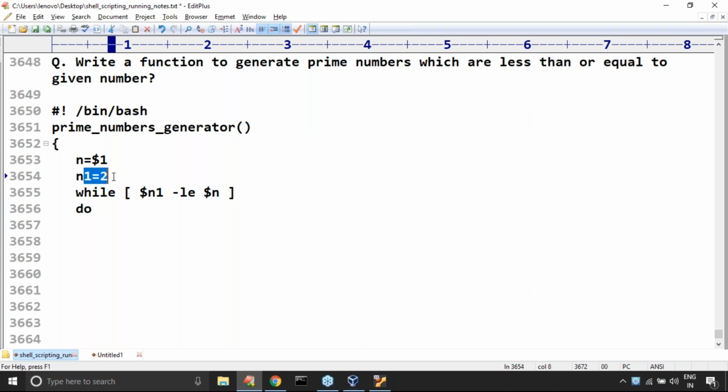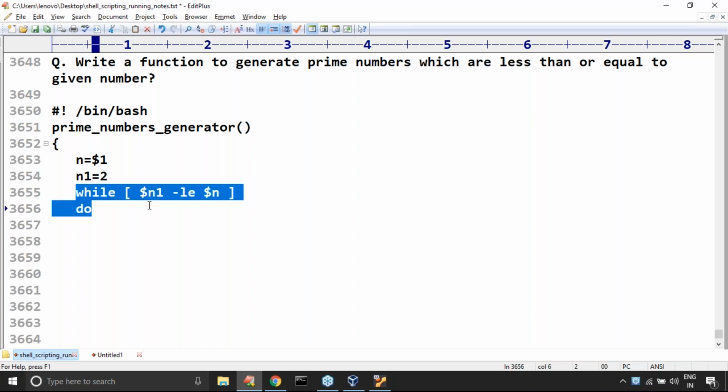Next time n1 may be 3, 4, 5, 6, 7, 8, 9. We don't know, so that's why I have to test whether this number is a prime number or not. My requirement is like this, sir. Or if you want, you can use a while loop also, there is no problem at all. Even a for loop you can use, no issue at all.